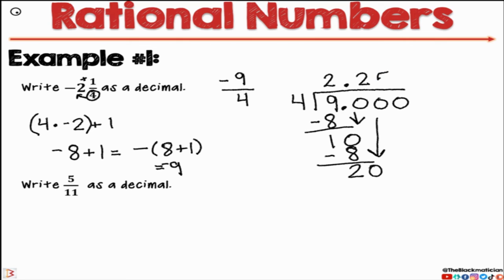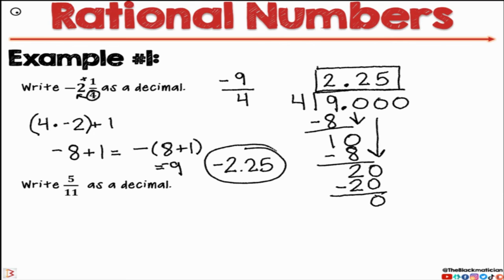That's going to be 5. 5 times 4 is also 20. And when I subtract that, I get 0. Because I reached a 0, I can stop there. So when I converted -2 and 1/4 into -9 over 4, the decimal is going to be 2.25. But remember that our answer was negative. So our final answer is going to be -2.25.